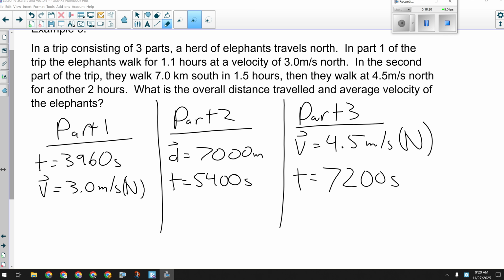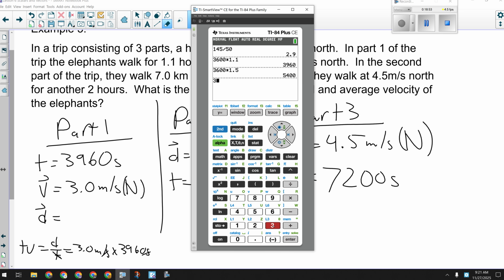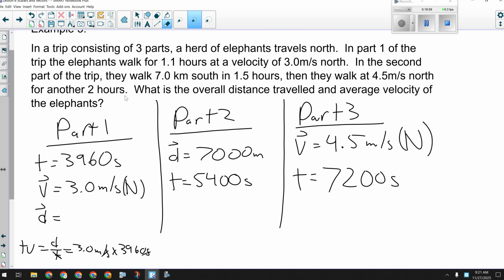All right, so we need to find the displacement in part 1, because that's what we can find with this. It'll be equal to the distance because this single section is a straight line. So I've got to take V equals D over T and manipulate it for D, which just means I'm multiplying both sides by T. So the operation will be 3.0 meters per second times 3,960 seconds. The seconds are going to cancel, and I'll be left with meters. So 3 times 3,960 is 11,880 meters north.